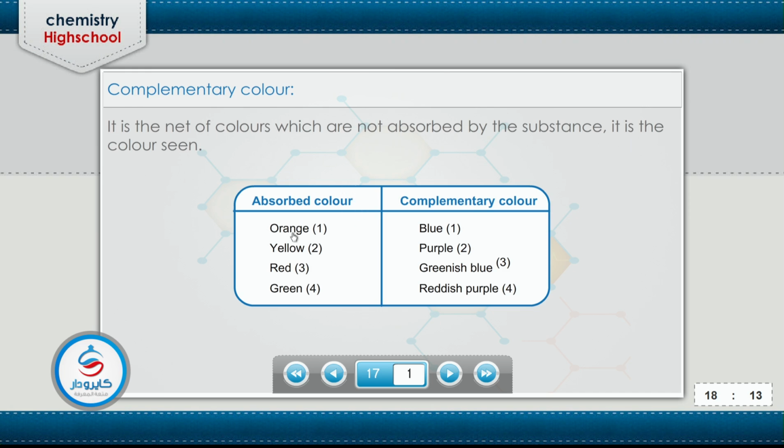If the absorbed color is orange, the complementary color is blue. If the absorbed color is yellow, the complementary color is purple. If the absorbed color is red, the complementary color which you will see is greenish blue. If the absorbed color is green, the complementary color which you will see is reddish purple.